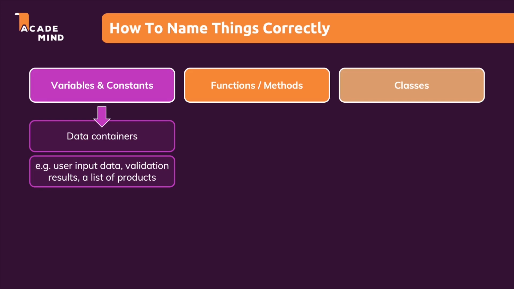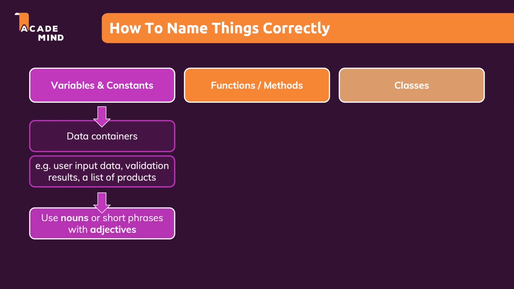Here, for the names of these variables, constants, and properties, we typically want to use nouns or short phrases with adjectives which describe what's inside of the data container. For example, something like user data or just user. Something like is valid if we store a boolean. These would be good names, and we are going to see way more examples throughout this section. No worries. So that's how we want to name our variables and constants and properties. We want to describe what is being stored in them.